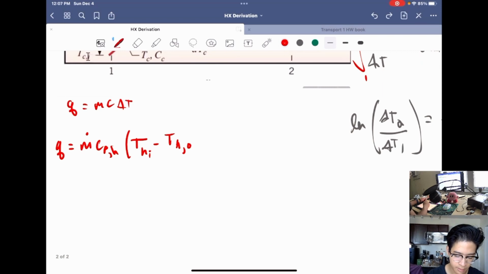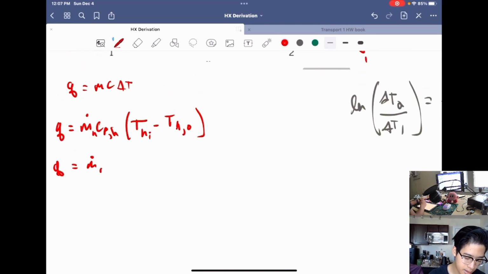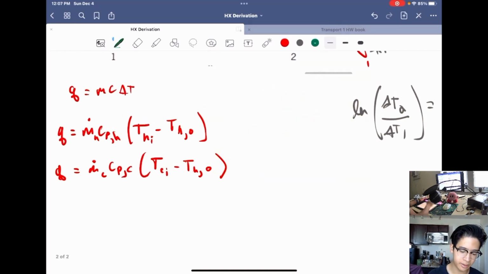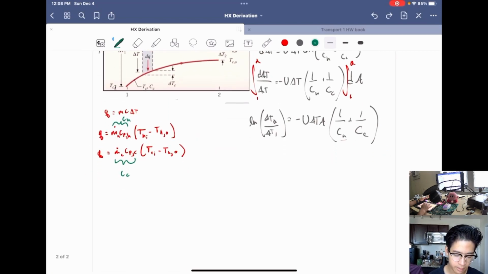Okay, and the same goes for the cold stream. Q is equal to mass flow rate, really this should be hot, heat capacity at constant pressure of the cold stream, and the cold temperature in minus the cold temperature out. Okie dokie. And these terms here both become abbreviated as CC and CH, which we have right there. So let's go ahead and throw that in.